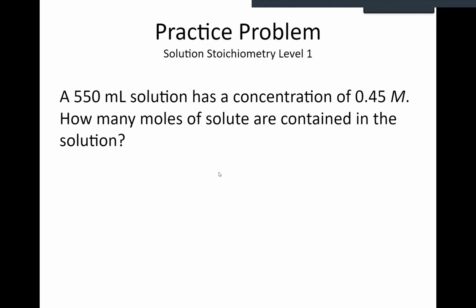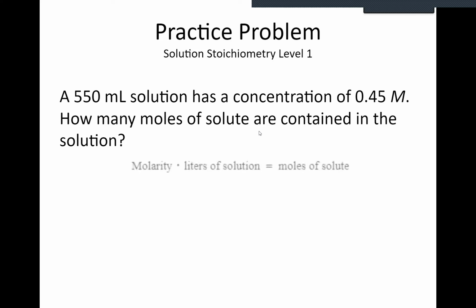Let's do a little warm-up. Let's say we've got a 550 milliliter solution with a concentration of 0.45 molar. Notice I don't need to tell you what is dissolved. It's not important. It's not necessary in order to answer this question. How many moles of solute are contained?